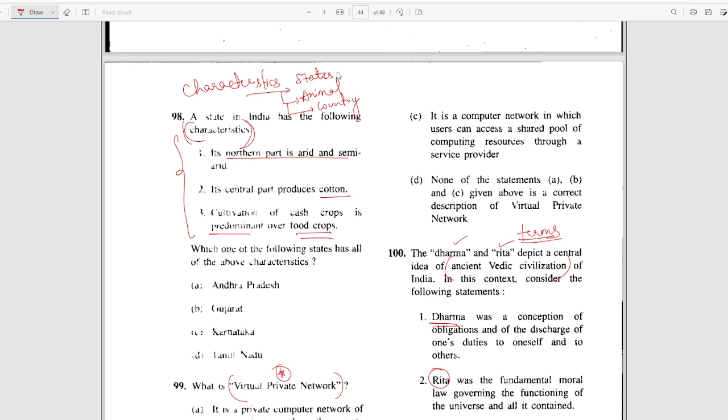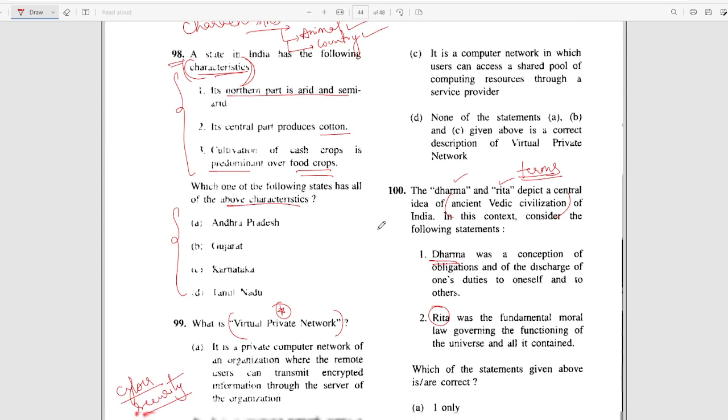So they can give the characteristics of states. They can give the characteristics of an animal. They can give the characteristics of a plant or a tree or a forest, or they can give the characteristics of a country. And they can ask which of the following states has all the above characteristics. So they can give you these characteristics and ask you to identify the particular state, particular animal, particular country, particular type of forest, or the particular type of plants. So you have to go through each state's characteristics at least. This we've already discussed here. You can see clearly why that is important, because they are asking certain things like this.